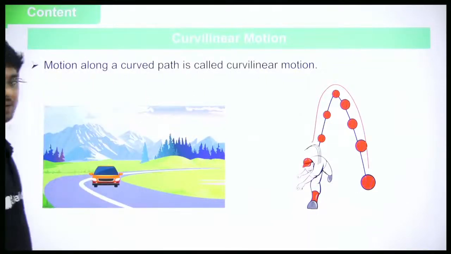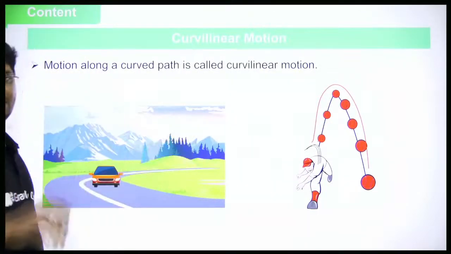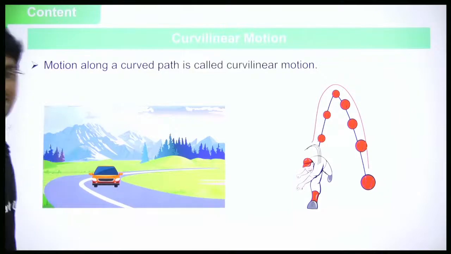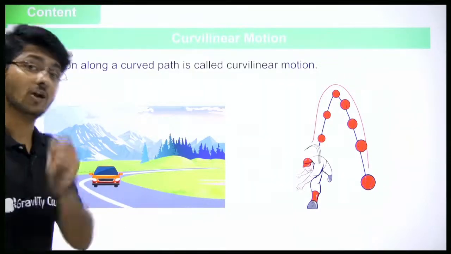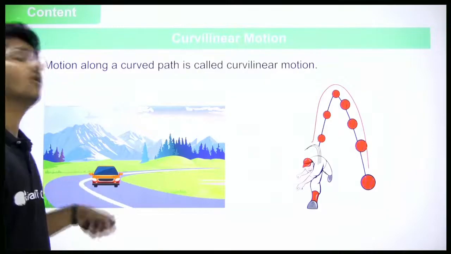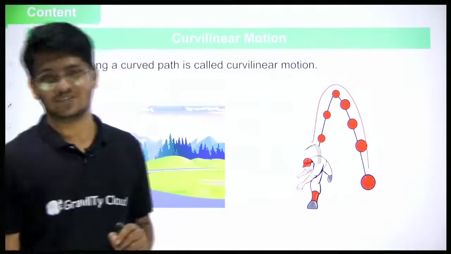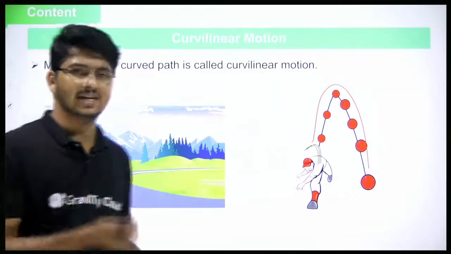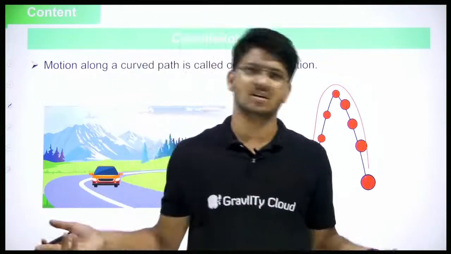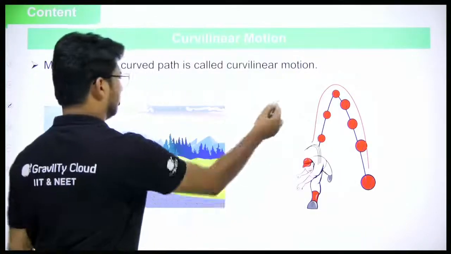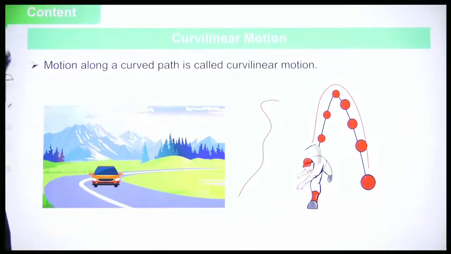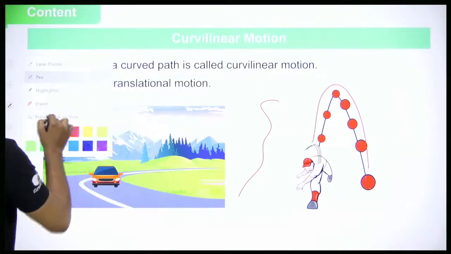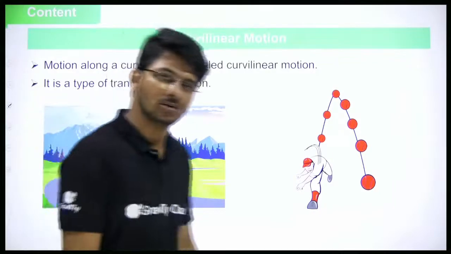So a curvilinear. And when a car goes along a curve, the car is taking a turn. In that case also what happens? The front end moves by 1 kilometer. The back end will also move by 1 kilometer. So every point of the car will move by the same distance. Translational motion. The path is a curve. When I say curve, it can be a circle or it can be anything else. A simple curve. This is also a curve. Curvilinear path. So that is curvilinear and it is also a type of translational motion.